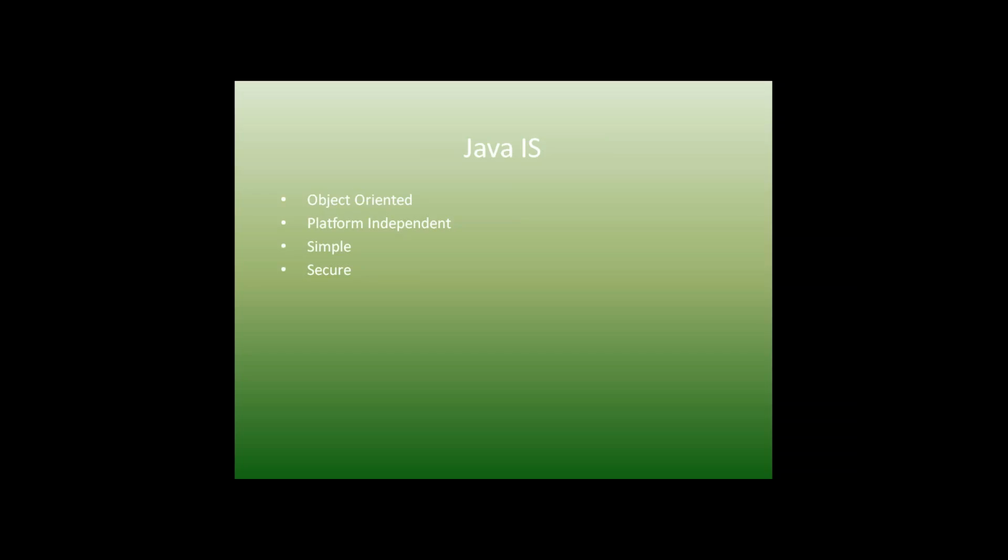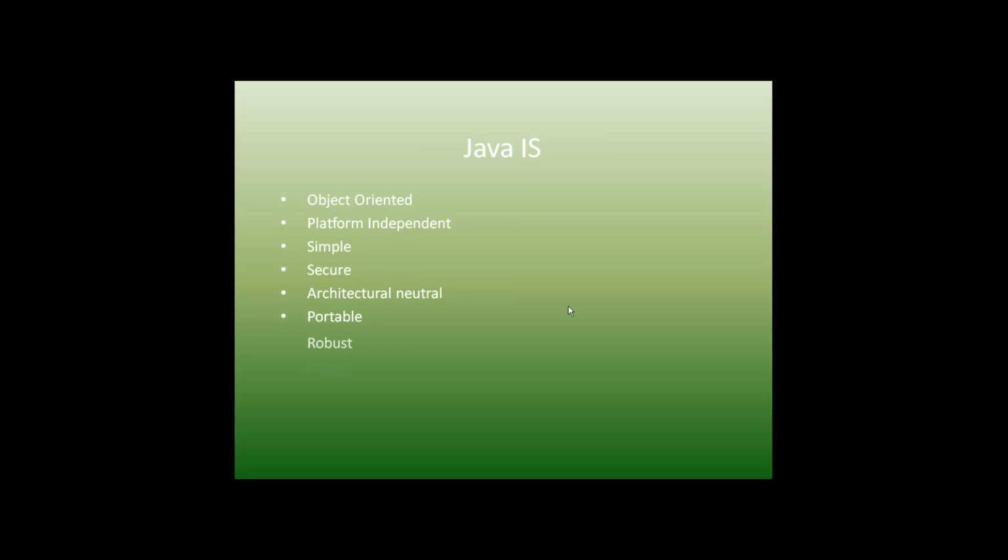And then architectural neutral, which stands for compiled code that is executable on any processor. That's why we can say it's architectural neutral. So it can be run on any runtime Java system. The next one is portable. Again, it's the same as architecture neutral, so you can make a program on a Windows machine and run it on Linux or Macintosh or any other operating system.